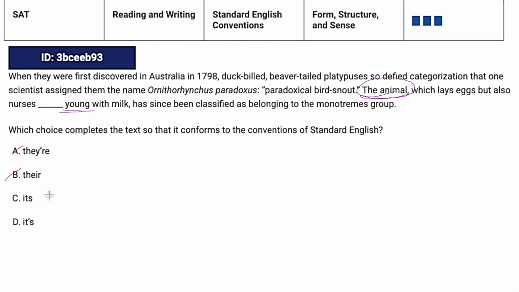And the simple rule to remember with there, it's, and whose is that the apostrophe is going to go to the contraction. A contraction being when you combine two words together. So, choice D, for example, is the contraction it is. And we do not want to say, but also nurses it is young with milk. That doesn't make sense, right? It's with no apostrophe is actually our possessive its. So our answer here is C.